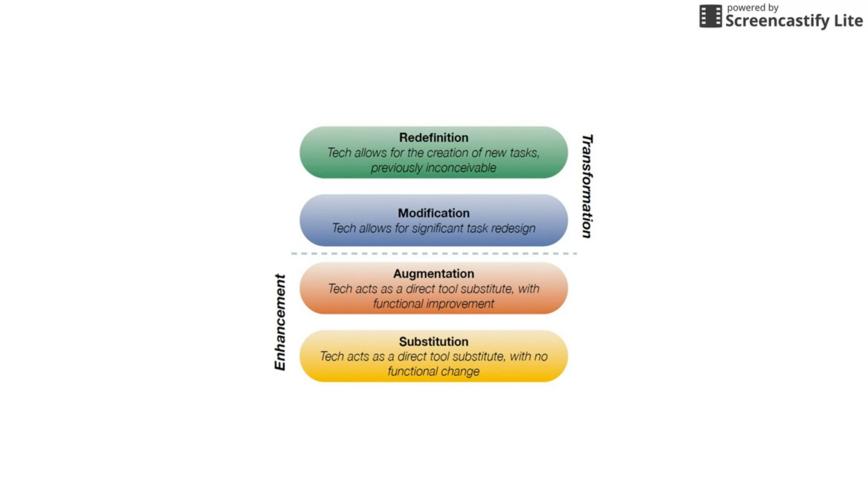Moving up to modification, this is where the tech allows for significant task redesign. So it really is changing what you can do. And then the ultimate is redefinition. This is where the tech allows for the creation of new tasks that were previously not possible without the modern technology. And when we get into those, that is actually transforming what we are doing in our classroom.